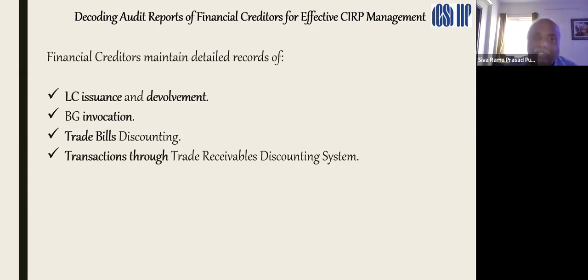Financial creditors maintain detailed records of LC issuance and devolvement, BG invocation, trade bills discounting, and transactions on trade platforms today. Companies are using the TReDS platform. Suppose the company made credit sales to the debtors. Immediately they will approach TReDS, the Trade Receivables Discounting System, and discount that bill. So once the bill is not paid, the company is not responsible. This is without recourse. So TReDS is also a good source of information.